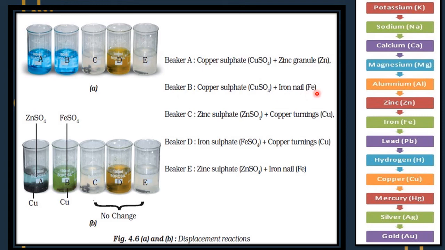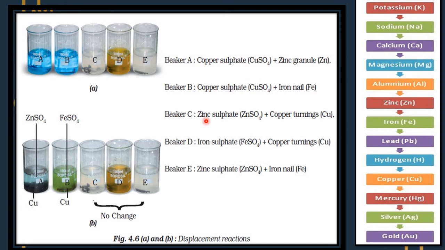Now let's study beaker B. Copper sulfate and iron are in contact with each other during this reaction. Iron is over here, copper is down. So again, we conclude that as iron is in a higher position than copper, iron is more reactive than copper and is capable of displacing it. That is the reason that instead of blue color, we get green color, which is of ferrous sulfate, or iron sulfate. Now let's talk about C, D and E, where no change was observed.